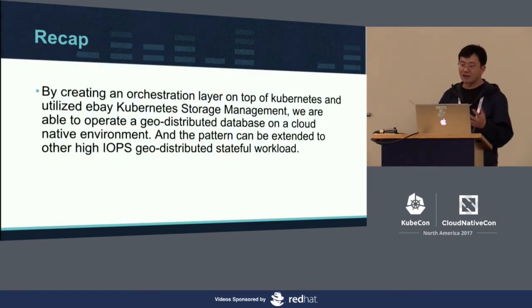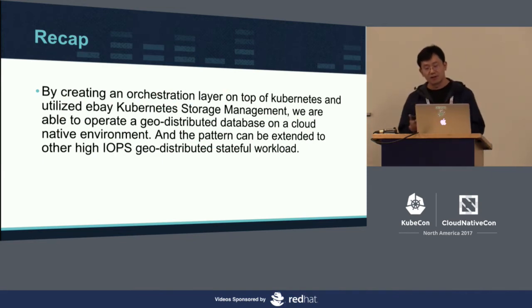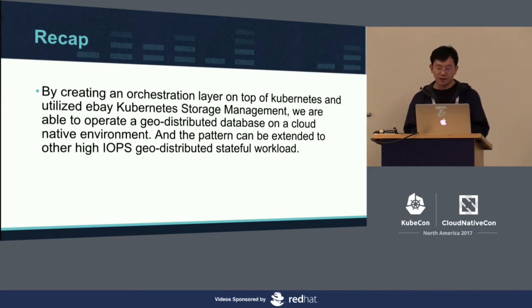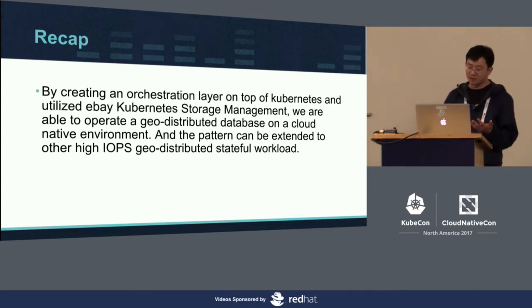So here's all of my talk. Actually, I just shared eBay's Geo-Distributed Database, the challenges we're facing when we move to Kubernetes, and how we solve these challenges. And the core part of our solution is based on eBay's Kubernetes storage management solution. I also think this pattern is quite typical and maybe can be extended to other high IOPS distributed stateful workloads. So that's all my part.